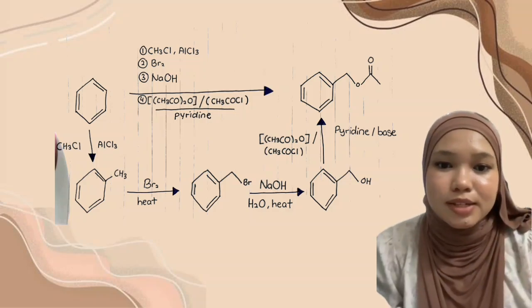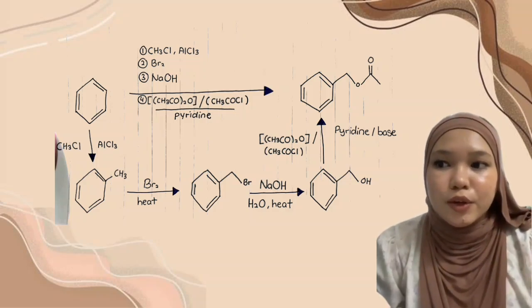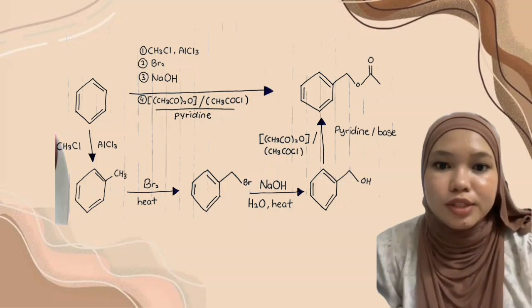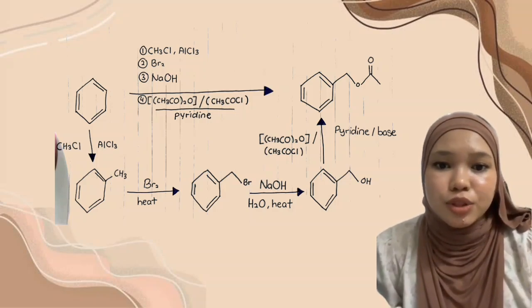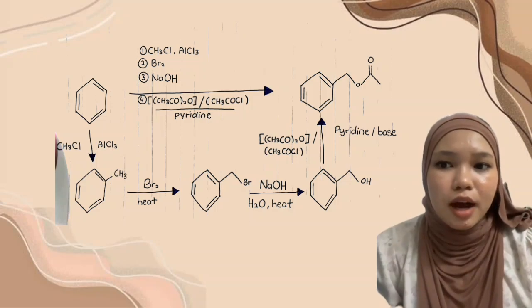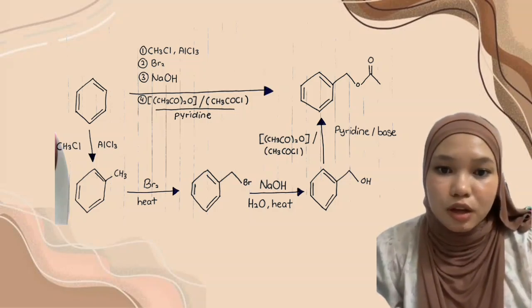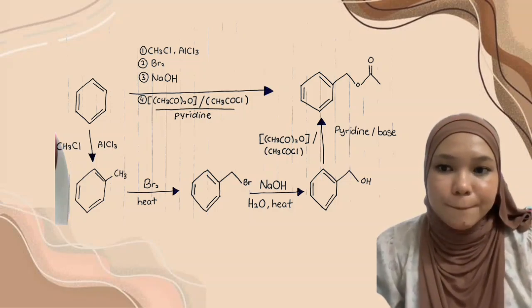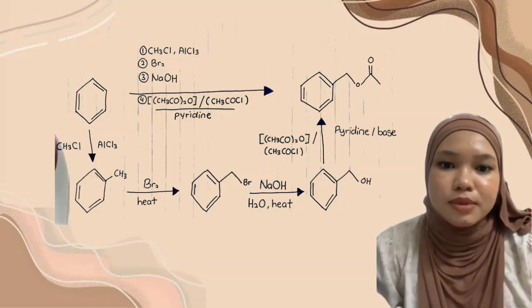Next, benzyl bromide is reacted with aqueous sodium hydroxide, NaOH, under heat. In this substitution reaction, the bromine atom is replaced by a hydroxyl group. As a result, benzyl alcohol is formed. This alcohol is an important intermediate for the final steps.